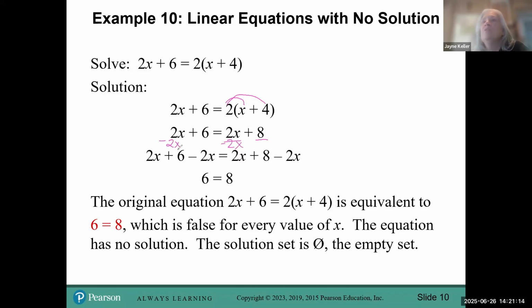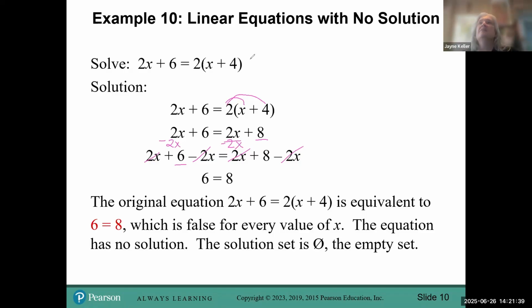Well, what happens when I do that? I get these 2 x's to cancel, and I'm left with 6 on the right side, and the 2 x's over here on the left side cancel, and I'm left with 8. That gives me this equation, 6 equals 8. And then I think to myself, when is 6 equal to 8? Well, the answer is never. 6 is never equal to 8.